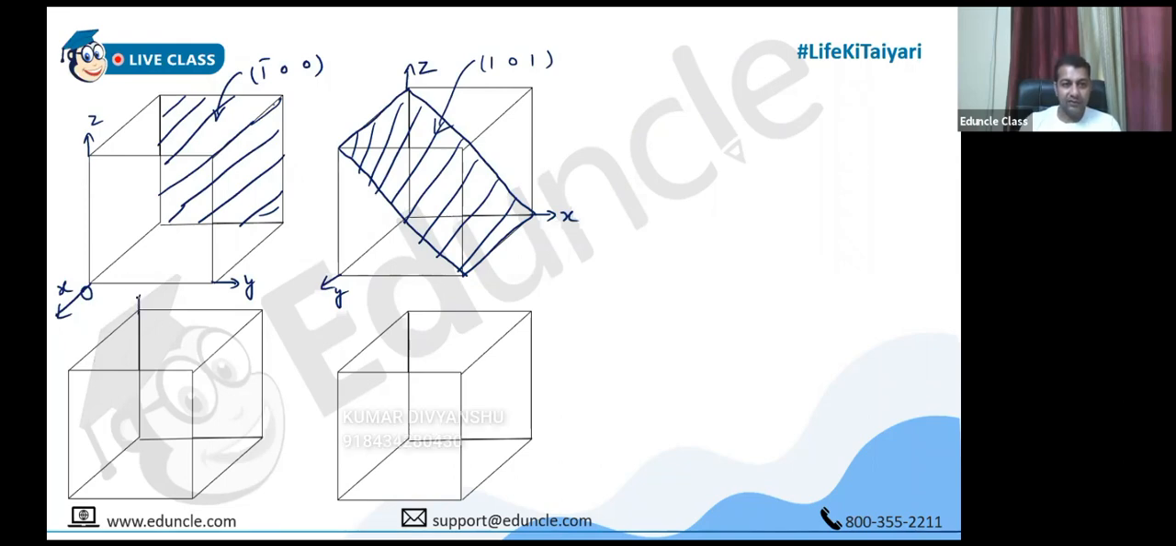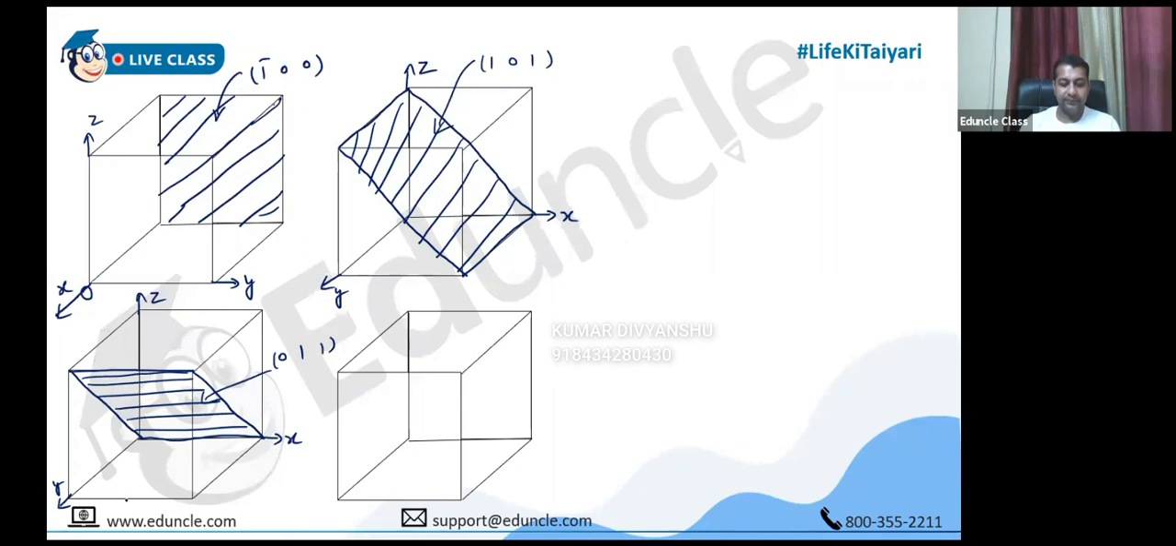What about 0 1 1? Again taking the same axes, z x y. So 0 1 1 means not cutting the x axis, but cutting the y and z axis. So 0 1 1 will be like this then. This plane. The diagonal one, the body diagonal. This is 0 1 1. I think now they are clear. Okay. Any doubt regarding these planes?